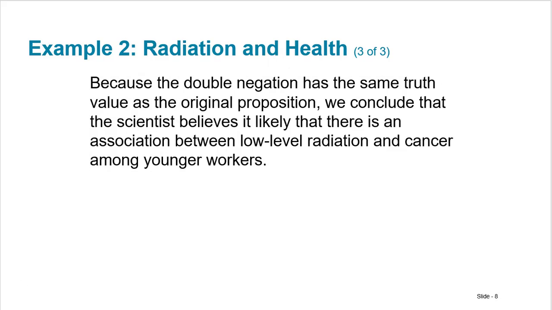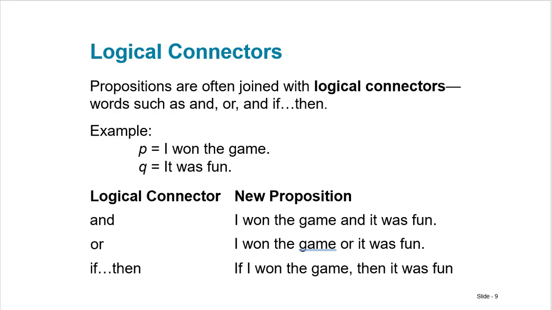Okay, so because the double negation has the same truth value as the original proposition, we conclude that the scientist believes that there likely is an association between low-level radiation and cancer. Now, that's a dangerous thing to assume. You know, we're kind of putting words in people's mouths, but logically speaking, that's what the scientist was saying.